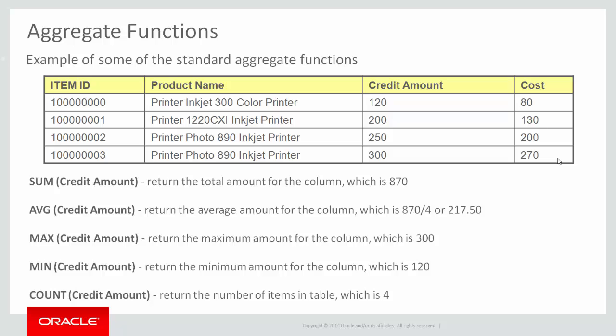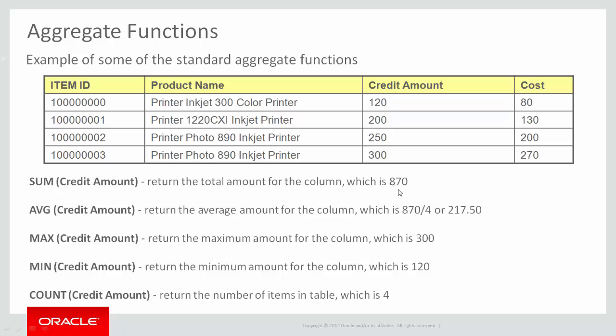So let's work through a few examples. Let's say I wanted to invoke the sum function, and I was going to sum the credit amount. Well, the sum of the credit amount would look at the transactions for the period, and it would return the total from the credited amount column, which would be 120 plus 200 plus 250 plus 300.